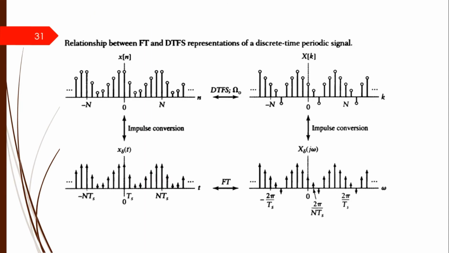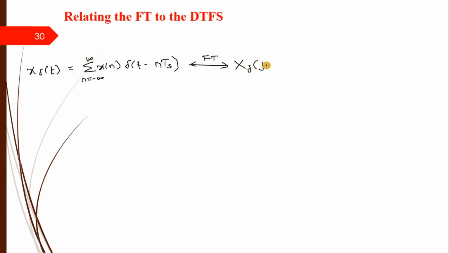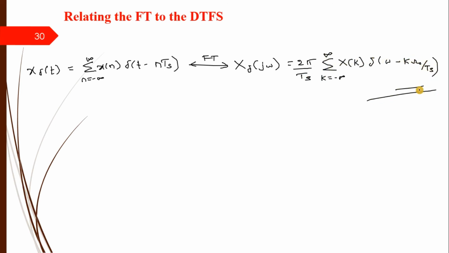In order to write the relation, if this is the time domain signal, summation n is equal to minus infinity to plus infinity x of n delta of t minus n ts, and now I apply FT to it, I copy down the same equation that I just derived: 2 pi by ts summation k is equal to minus infinity to plus infinity, x of k is the DTFS coefficient, delta omega minus k omega naught by ts. So this is a relation between FT and DTFS.